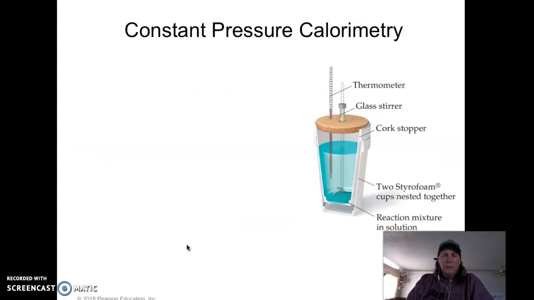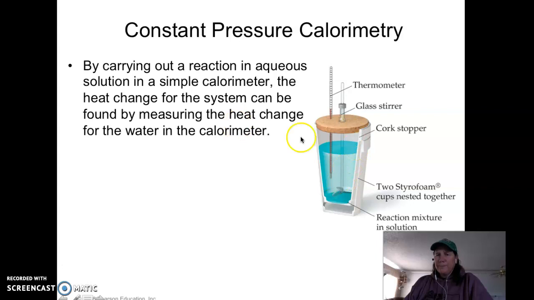So if we have a calorimeter set up, we're going to carry out a reaction in an aqueous solution, in water. We're going to record the temperature of the water, then have a reaction occur, and then record the temperature of the water again, and the water is going to tell us that change in temperature. We can just measure the heat change in the water, and then we take that change in temperature times its specific heat times how much water we have, and that gives us a change in heat.